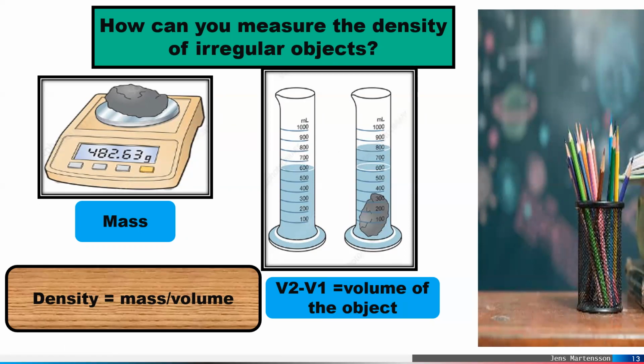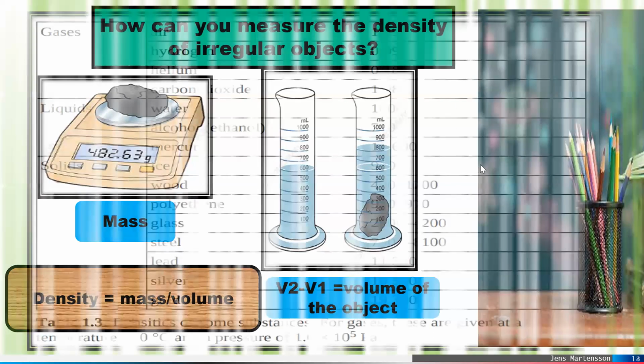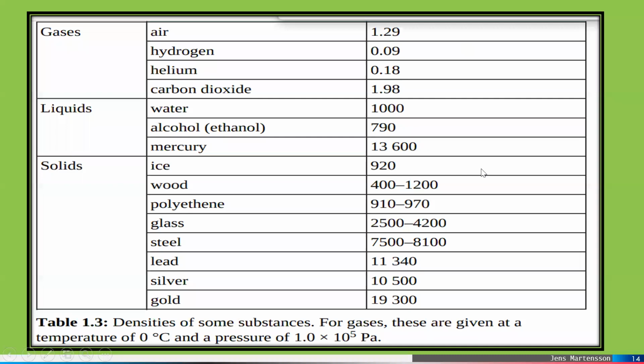Then you can divide the mass over the volume, so you can calculate the density of the irregular object. Here you have a table which gives the different values of density for different materials like ice, wood, polythene, glass and steel, which are solid materials, and the liquid materials and the gas materials. The different elements with different states of matter give different amounts of density.